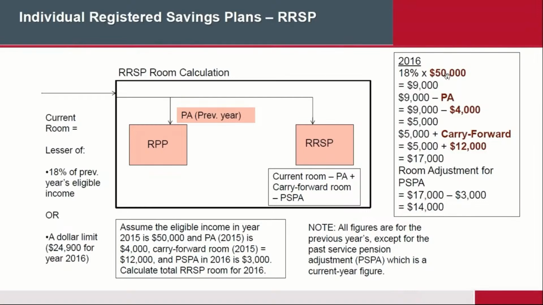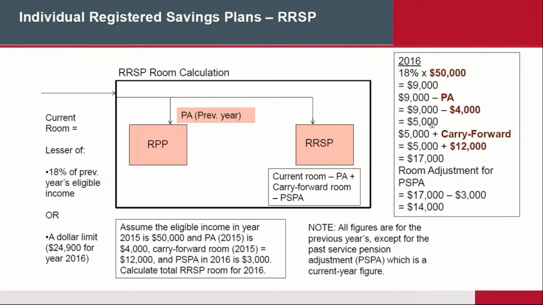So 18% of $15,000 is $9,000. So you can put in $9,000. If you did not have any kind of a pension plan, then you can simply contribute $9,000. But if you did have a pension plan, in other words, you did have an RPP, and you did contribute to that RPP, then you need to deduct that, the PA. So if you remember, in our example, yes, you're $9,000, but you also have $4,000 of pension adjustment.